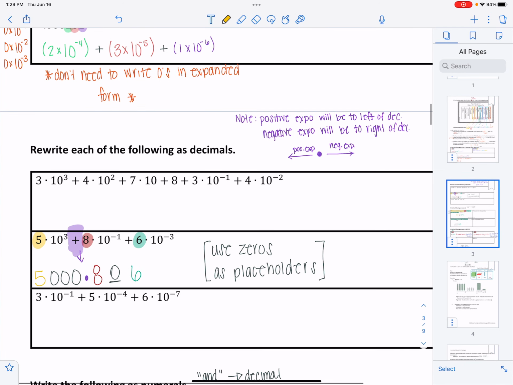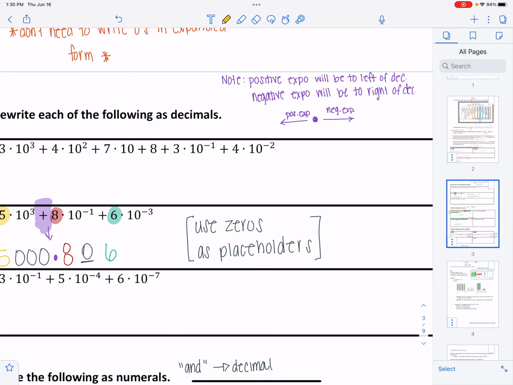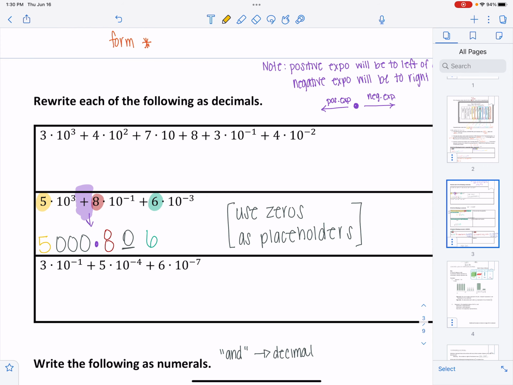All right, our next example is going to be going the opposite way. And so now they've given me the expanded form, and what I need to do is write it in the numeral form. Well, we made this note in class that positive exponents will be to the left of the decimal, negative exponents will be to the right of the decimal. So what you have to do is find where it flips from positive to negative. And so here in this first example, right there is where it changes over. Everything before that has a not negative exponent, and everything to the right with that 3 times 10 to the negative 1 starts my digits after the decimal.